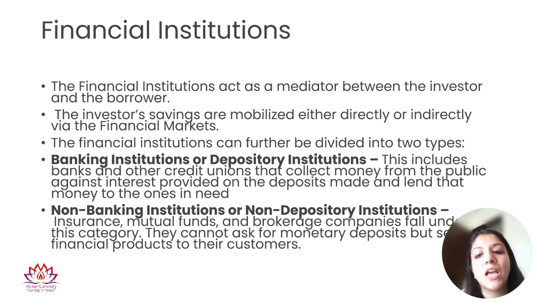Financial institutions are further divided into two types: banking institutions and non-banking institutions. Banking institutions include banks and other credit unions that collect money from the public against the interest provided on the deposits and lend that money to the ones in need. Non-banking institutions include insurance, mutual funds, and brokerage companies. They cannot ask for monetary deposits but can sell financial products to their customers.